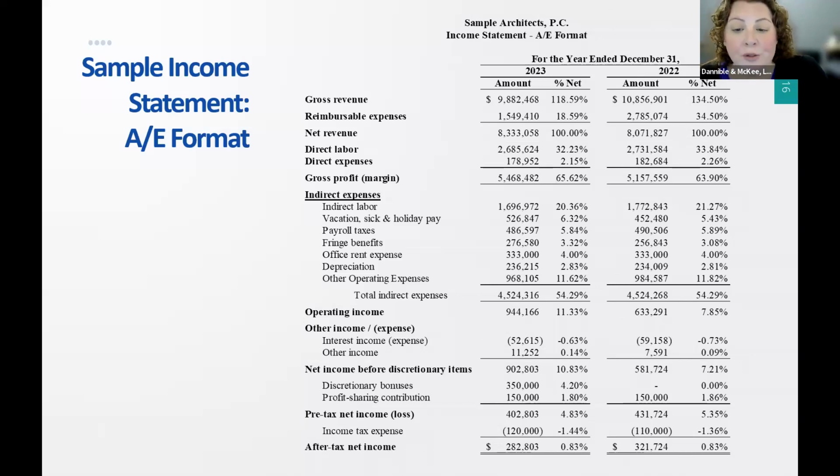Okay, we've got that $902,000. And then that's when I go in and I deduct the discretionary bonuses and profit sharing contributions, coming down to that final net income. So this really helps you understand what your operating income is before that discretionary. If you were maybe a manufacturer, you would probably include those discretionary bonuses right inside your SG&A. But here, as an AE firm, we would break that out to really highlight that.